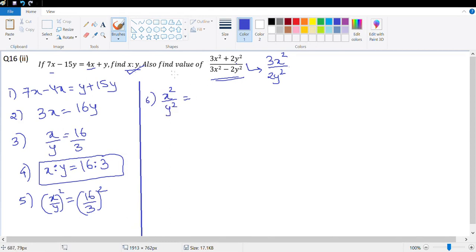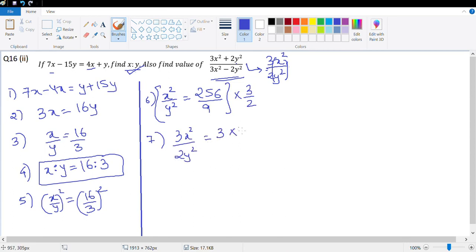So that's x square upon y square would be 16 squared, that's 256, and 3 square is 9. So we figured out x square upon y square. Now we need 3 by 2 as well. So let's multiply both sides by 3 by 2, which gives me 3x square upon 2y square is equal to 3 into 256 upon 2 into 9. 3 1, 3 3, 2 1, 2 1, 2 8. So we have 3x square upon 2y square is equal to 128 upon 3.